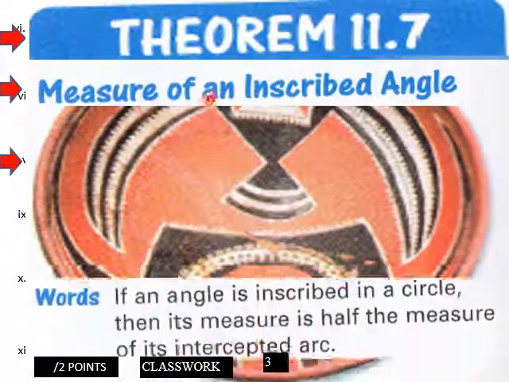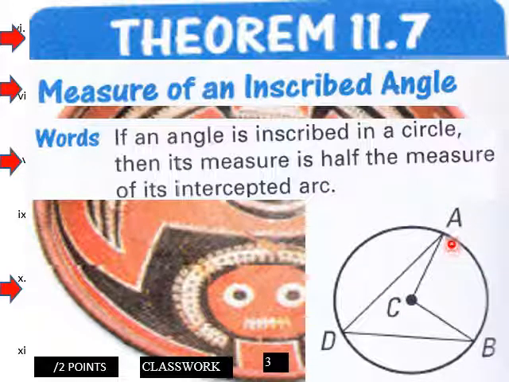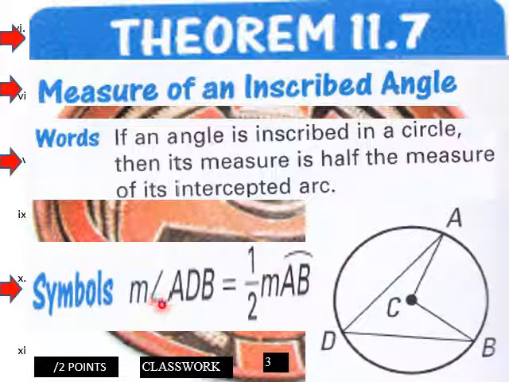Theorem 11.7, measure of an inscribed angle in a circle: its measure is half the measure of the intercepted arc. So in this case, we have arc AB. The measure of angle ADB equals 1/2 the measure of arc AB. So the measure of ADB would be 1/2 of the arc measure here.